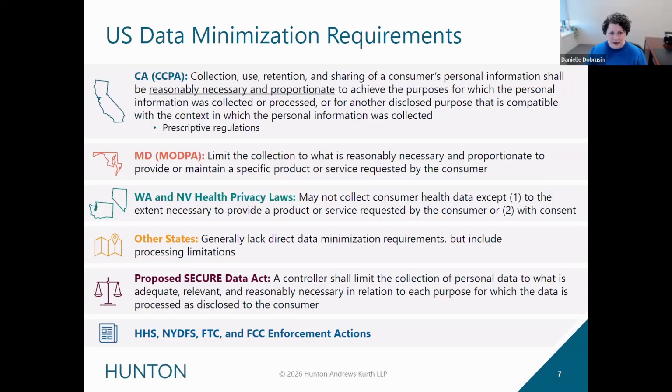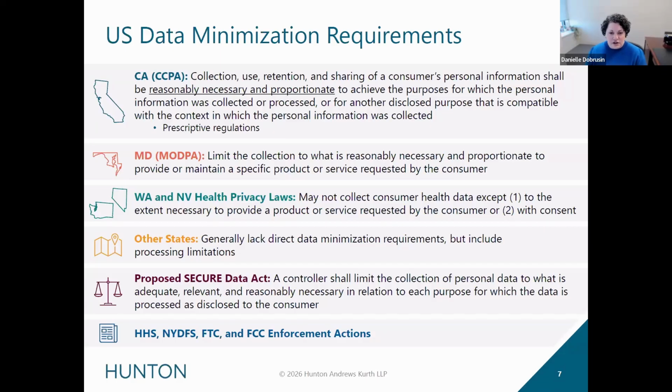Next, we'll talk about Maryland. The Maryland Consumer Privacy Law has introduced a strict data minimization limitation that we have not seen in other comprehensive state consumer privacy laws. MODPA provides that a controller must limit the collection of personal data to what is reasonably necessary and proportionate to provide or maintain a specific product or service requested by the consumer to whom the personal data pertains. So this can seriously limit an organization's ability to collect personal data in situations where the consumer may not realize personal data is being collected.